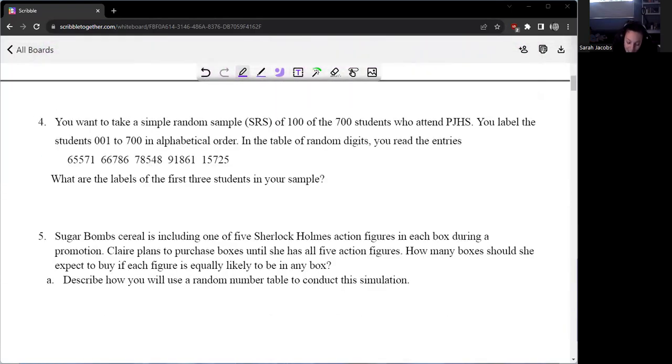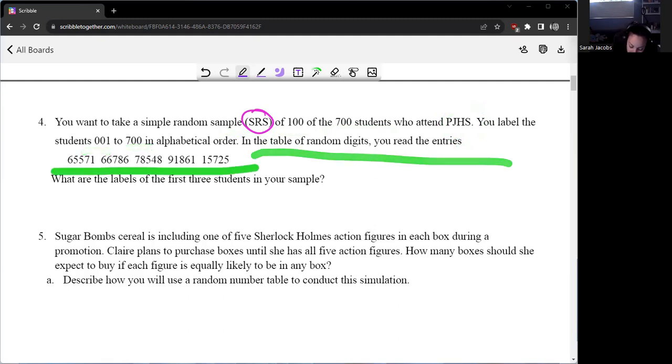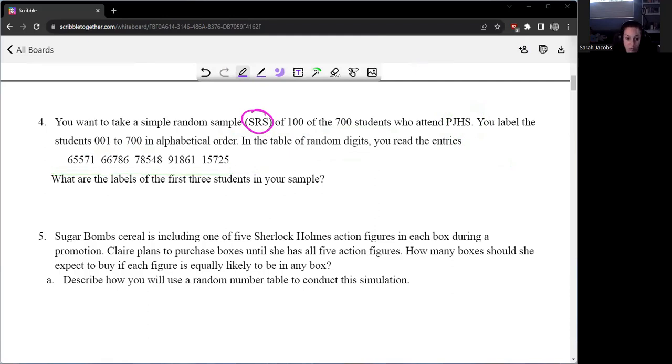Number 4, you want to take a simple random sample. Remember, that's the only thing that goes by SRS, even though a lot of them have the initials SRS, of 100 of the 700 students who attend Petaluma Junior High. You label the students 1 to 700 in alphabetical order. And in the table of random digits, you read the entries. So that's just pulled from a random digit table. It's just the first couple of blocks. So what are the labels of the first 3 students?